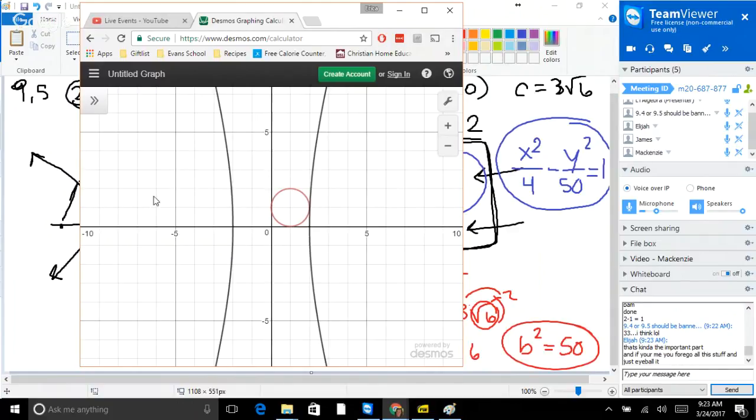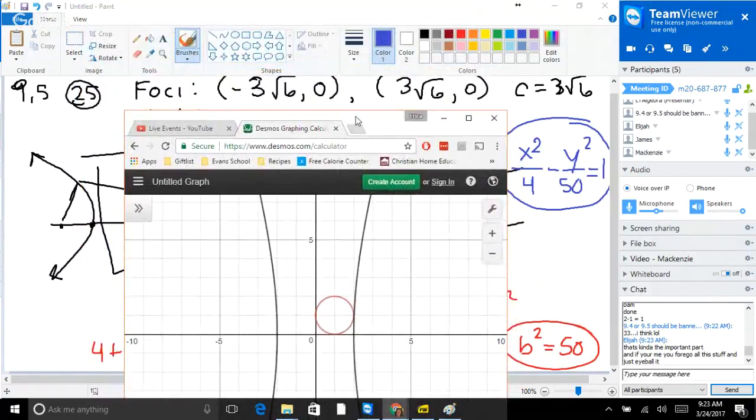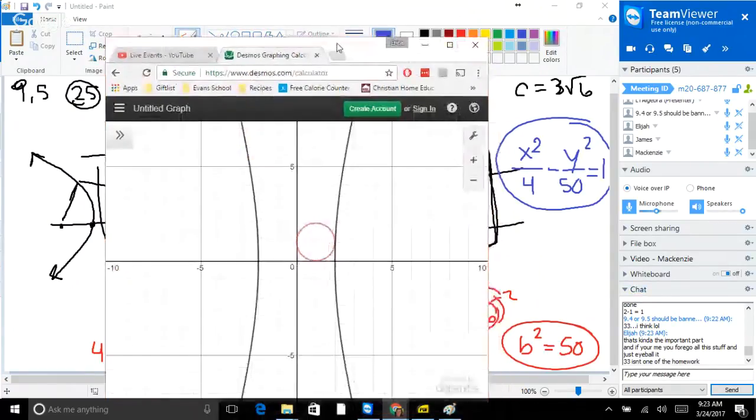And what is 3 square root of 6? It would be about 6 and 6 something. So this seems right because your parabola is a pretty big parabola, so that means that your focus point should be out pretty far. If your focus point was in really close, you would expect your parabola to be much shorter.